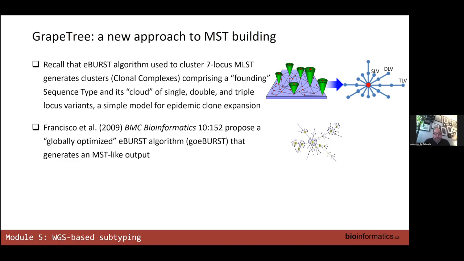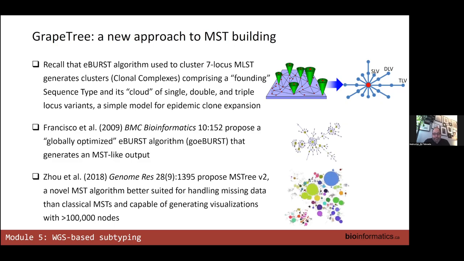And wouldn't you know that Zhu et al., who included the persnickety guy who was talking about Yadams, his lab, and also they worked together with the Portuguese guys, and they developed this method called MSTree V2, which was implemented in the software package called GrapeTree. And it has a couple of really interesting features.